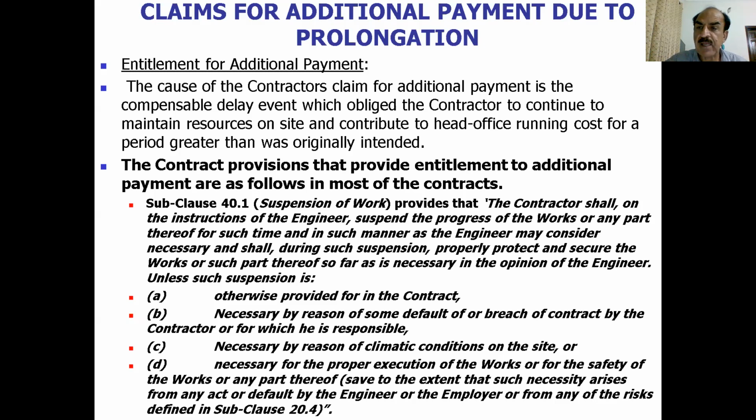by the contractor, for which he is responsible. For example, if there has been some imperfect work or below specification work, and we stop the remaining part of the work until the previous one is corrected, this kind of suspension of the subsequent work can also be on the part of the contractor. Necessary by reason of climatic condition. This is really important, and we normally include this in the contract.